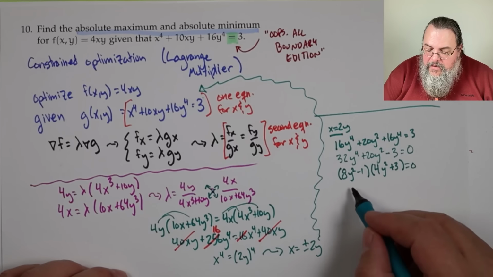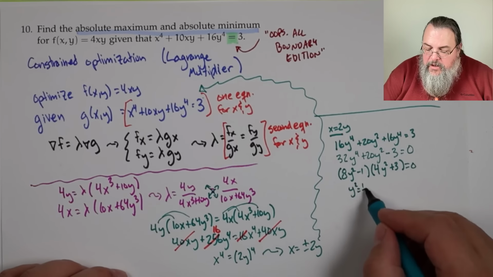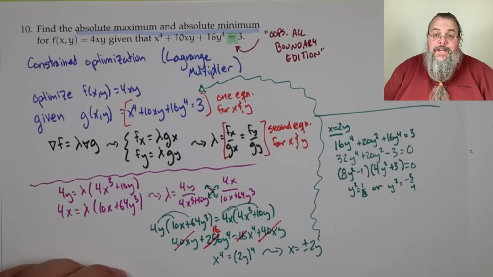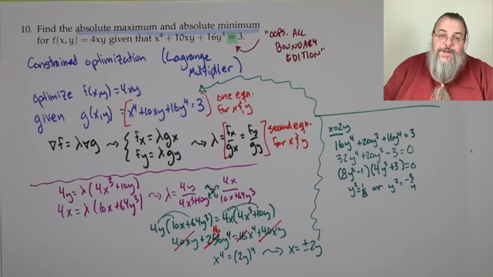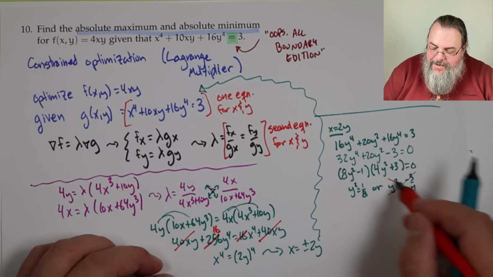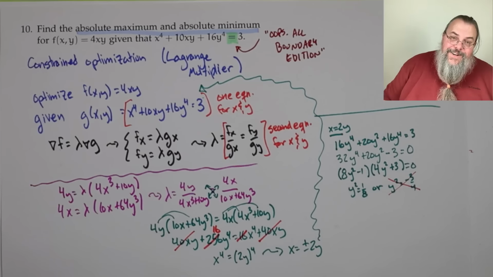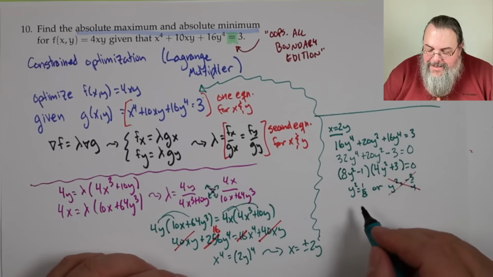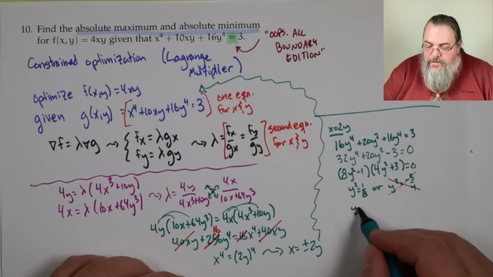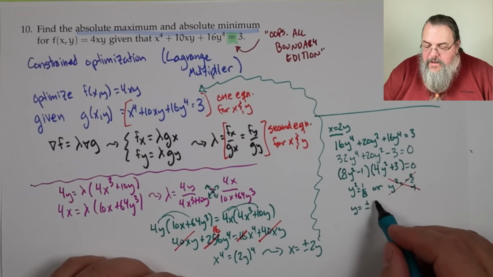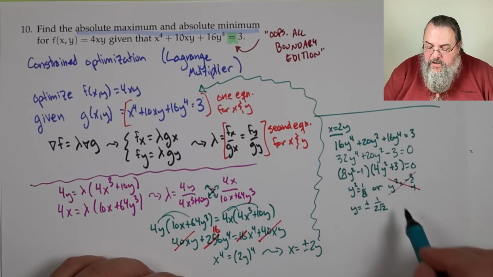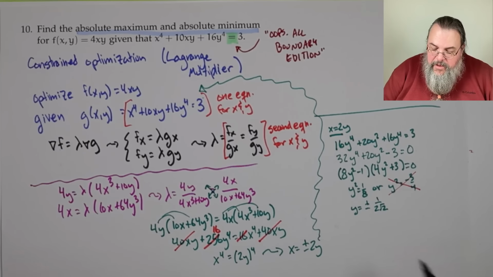So what does that give us? It tells us either y squared equals 1/8 or y squared is negative 3/4. Good news, we can rule out y squared being negative 3/4 because you can't have a square equal a negative number. So y is plus or minus the square root of 1/8, and that's 1 over 2 root 2. So x being 2y, we end up with 2 points.